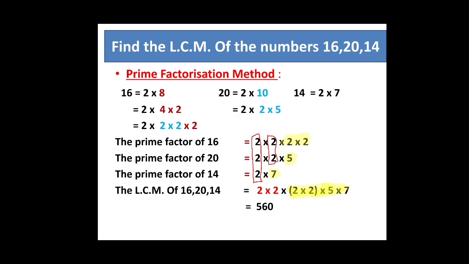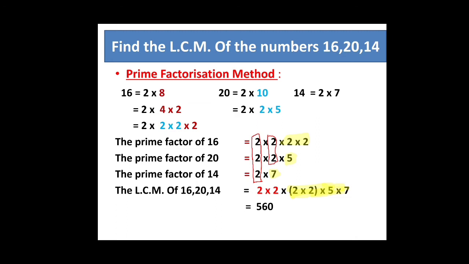Here we have to find the LCM of the numbers 16, 20 and 14. In the same manner as we found the prime factors before, here also we will find. 16 can be written as the product of 2 and 8. 2 is a prime number. Now next go for the composite number 8. 8 can be written as the product of 4 into 2. Next again 2 is a prime number and 4 can be written as the product of 2 into 2. And here also 20, in the same way 14.